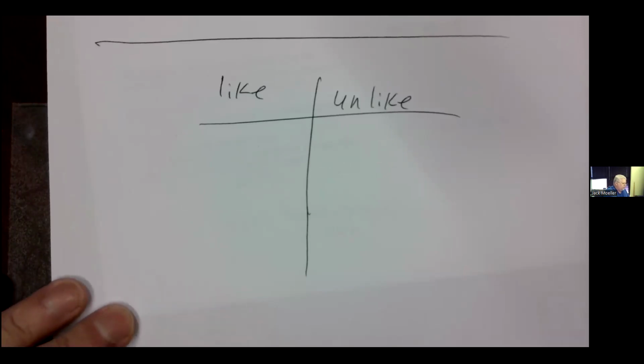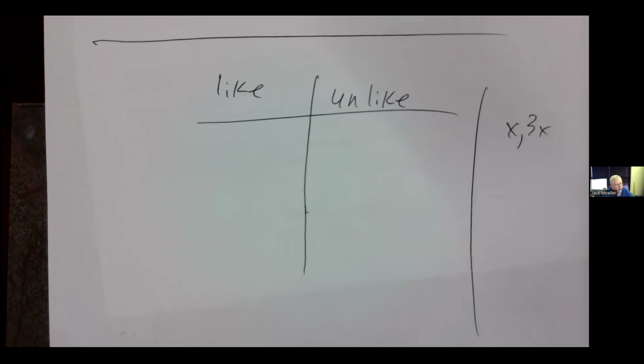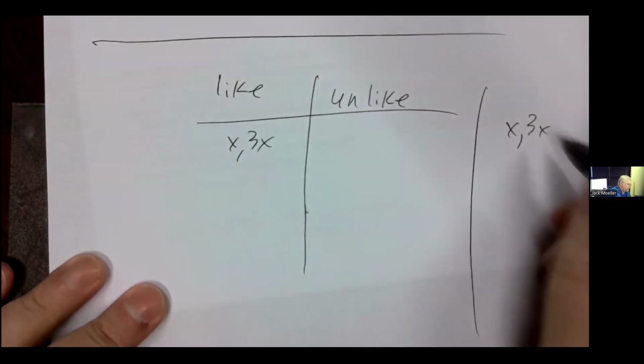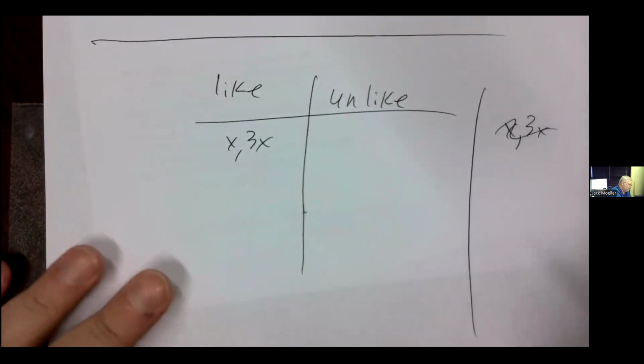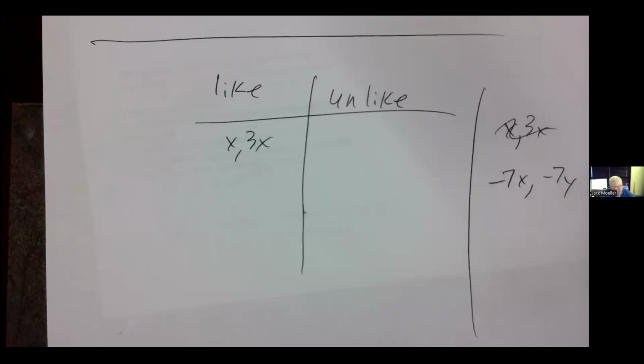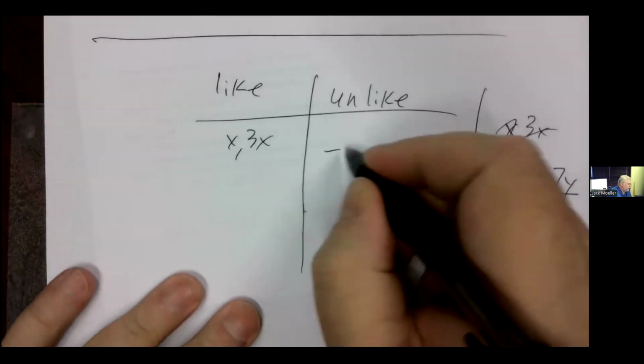So if I was to give you x and 3x, are those like or unlike? Well, they both have x to the first power, so those are like. What about negative 7x and negative 7y? Well, when it comes to like terms, don't get fooled by the coefficients. It does not matter that the coefficients are the same. They both have a negative 7 coefficient. But this one has an x, this one has a y. Those are different variables. They are not like terms.